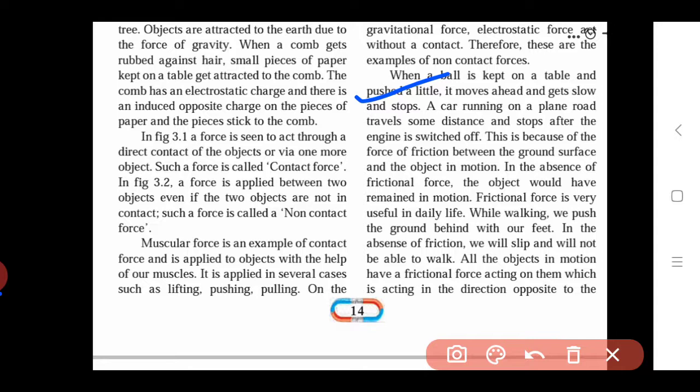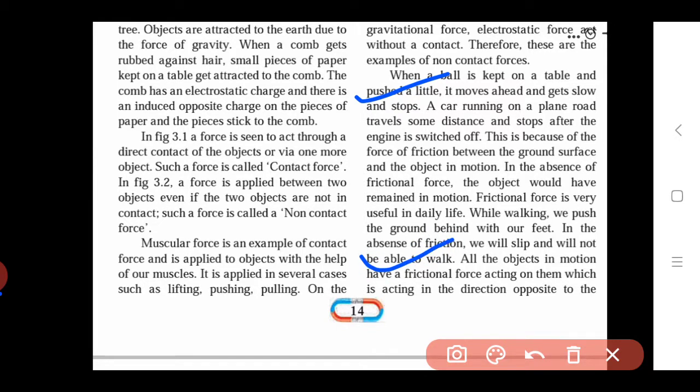In daily life, we see another example: when we walk on the road, how do we walk? We push the ground behind with our feet. Why do we do this activity very easily? Because friction takes place between the earth surface and our feet, and a frictional force is applied on our feet in the opposite direction from the earth surface. Due to this we are able to walk on the earth surface. But if no frictional force acts on our feet, then in the absence of friction, we will slip and we will not be able to walk.